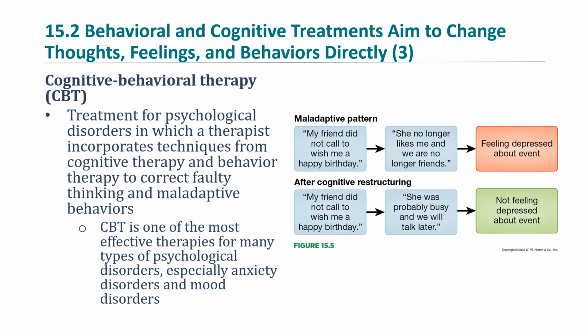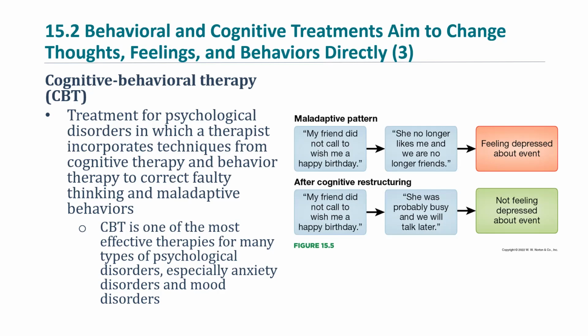With cognitive restructuring, the person could change their thinking: my friend did not call me to wish me a happy birthday, she was probably busy, and we will talk later. And so the person is not going to feel depressed about the event. So the outcomes are very different, just based on what your first thoughts are when something happens, like a friend not calling. Cognitive therapy tends to work very well for depression. And once again, this is an example of cognitive restructuring shown here.